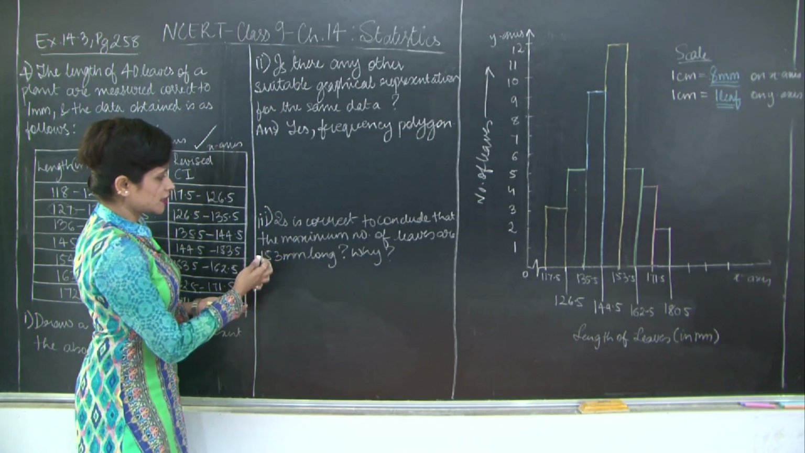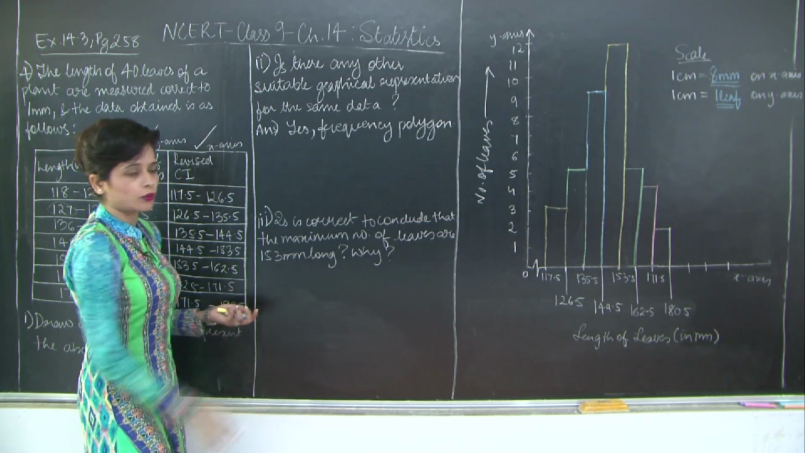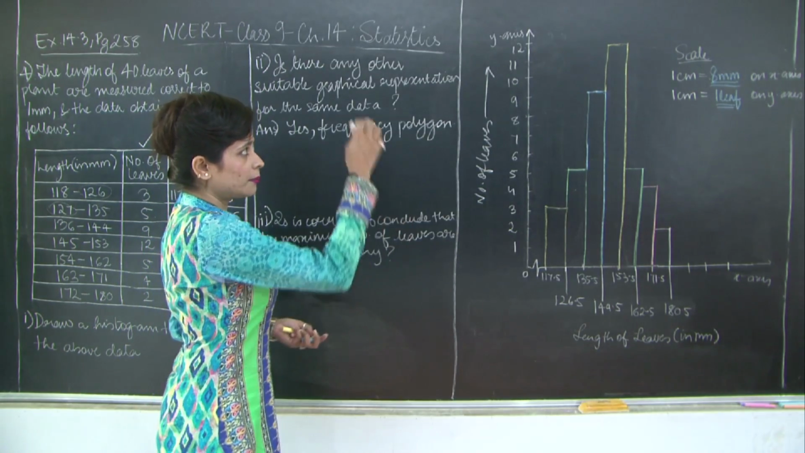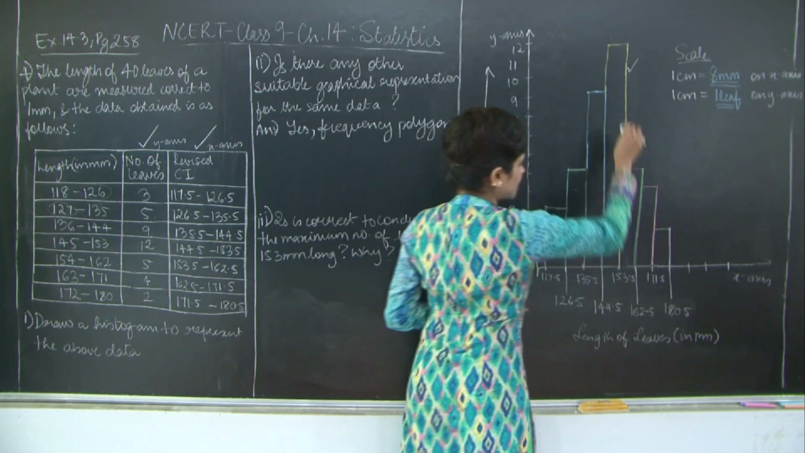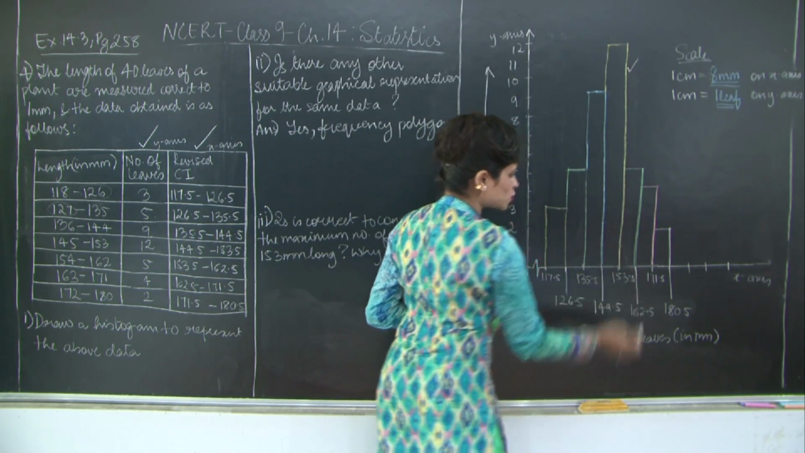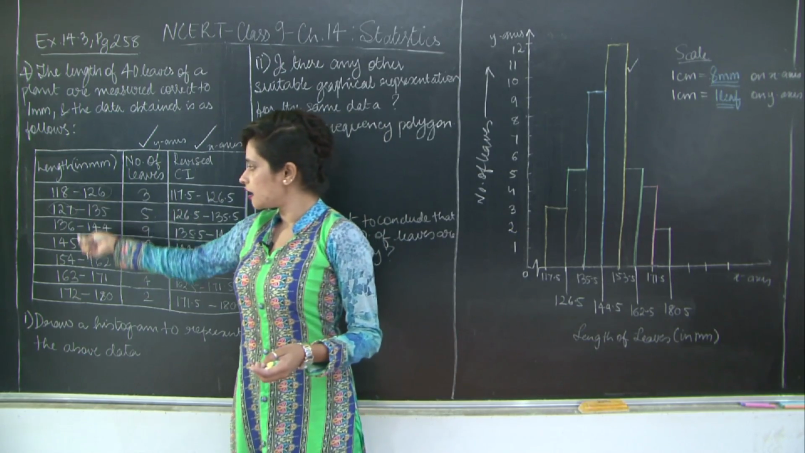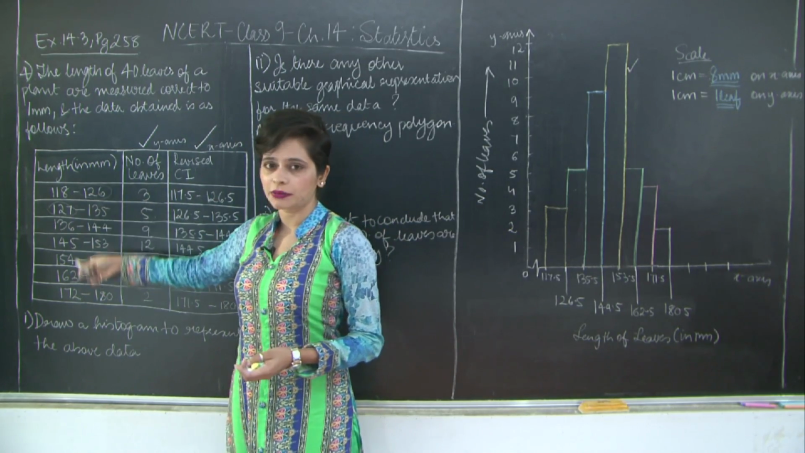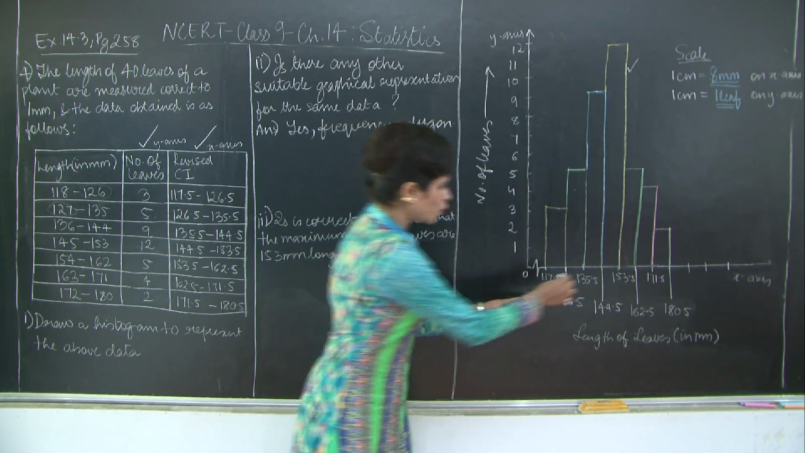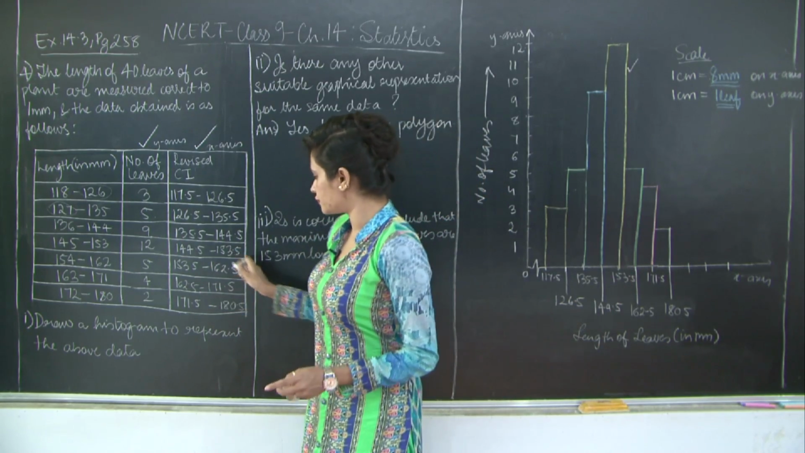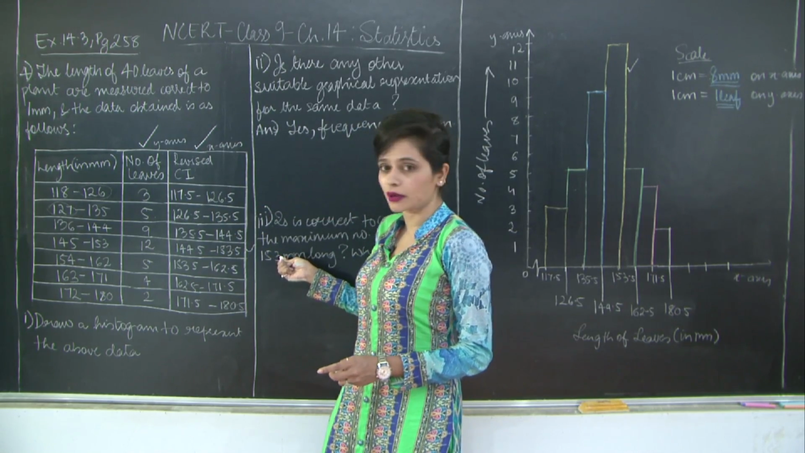Then the third question, is it correct to conclude that the maximum number of leaves are 153 millimeters long, and why? So first of all, let's check the bar which is the tallest. I get the tallest bar as this one, right? This yellow color one. So that is between 144.5 to 153.5. Now the data has not been given in decimal points. You have whole numbers out here. So first of all, it is this class, right? 144.5 to 153.5.